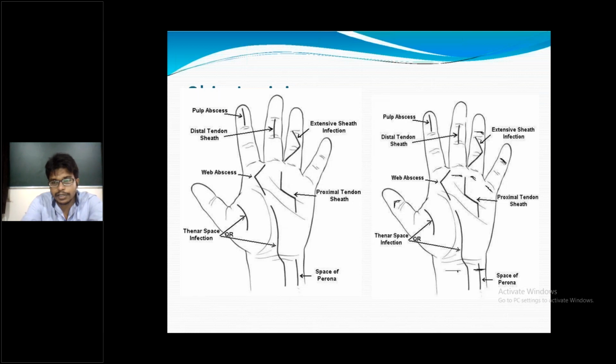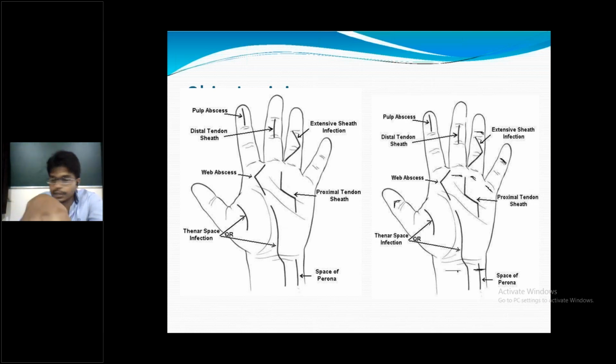See, these are some infections where the incision does not cross the creases. For pulp abscess, first incision, and distal tendon sheath infection like this. And for extensive tendon sheath infection, you can see the V shape, that we are not crossing the crease. We are avoiding the crease by giving this incision. And for web abscess, you can see the incision.